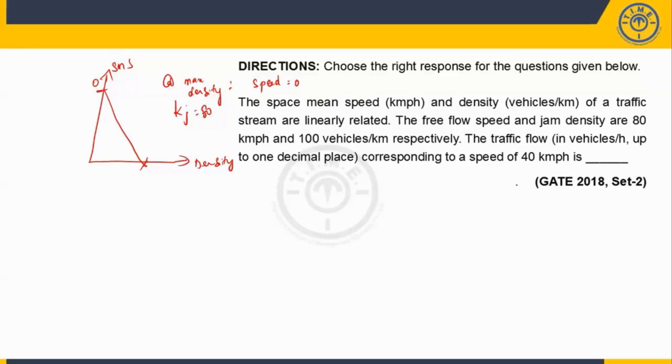Jam density is Kj. J means jam, K means density. It is 100 vehicles per kilometer. Free flow speed is given to you, Vf, 80 kmph. When it is told that they are linearly related, we go with Greenshield's macroscopic model. Greenshield's model simply.